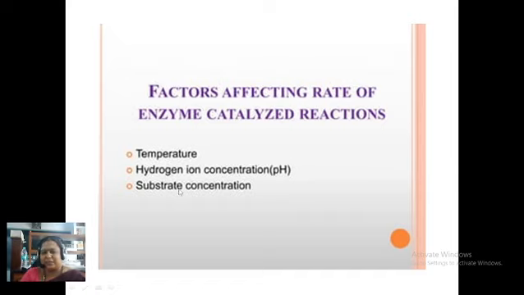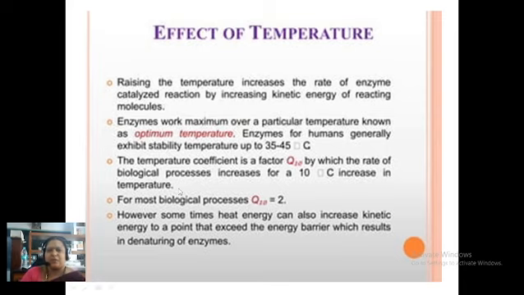concentration, and substrate concentration. So effect of temperature. Raising the temperature increases the rate of enzyme catalyzed reaction by increasing kinetic energy of the reacting molecules. Enzymes work maximum over a particular temperature known as optimum temperature. Enzymes for humans generally exhibit stability up to 35 to 45 degrees Celsius.